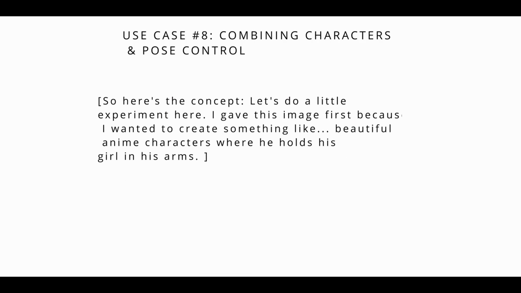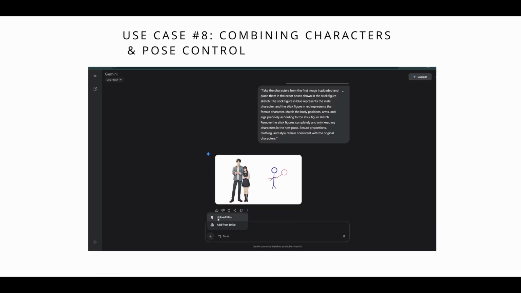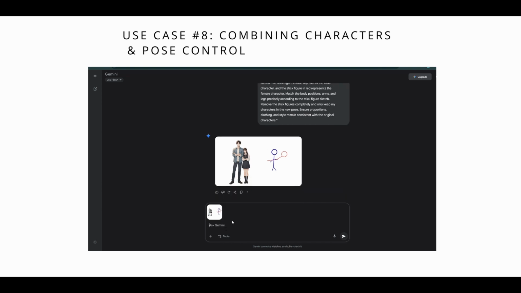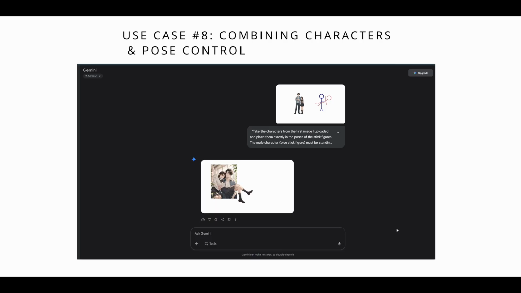Let's do a little experiment here. I gave this image first because I wanted to create something like a beautiful anime character where he holds his girl in his arms. So it creates this and makes them like standing, which I don't want. What the? Okay, I gave this image with these instructions, so the pose, and again, what the? I think it didn't understand my prompt. I think it might understand yours, so keep experimenting.